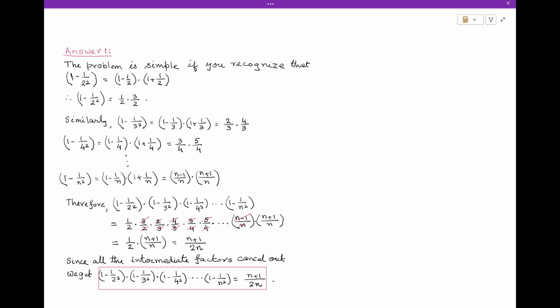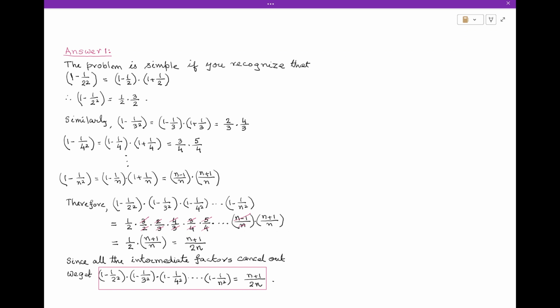Therefore, if you write out the whole series at one time, that is (1 minus 1 by 2 squared) multiplied by (1 minus 1 by 3 squared) multiplied by (1 minus 1 by 4 squared) multiplied by up to (1 minus 1 by n squared), it is equal to 1 by 2 multiplied by 3 by 2 multiplied by 2 by 3 multiplied by 4 by 3 multiplied by 3 by 4 multiplied by 5 by 4, dot dot dot, (n minus 1) divided by n multiplied by (n plus 1) divided by n.